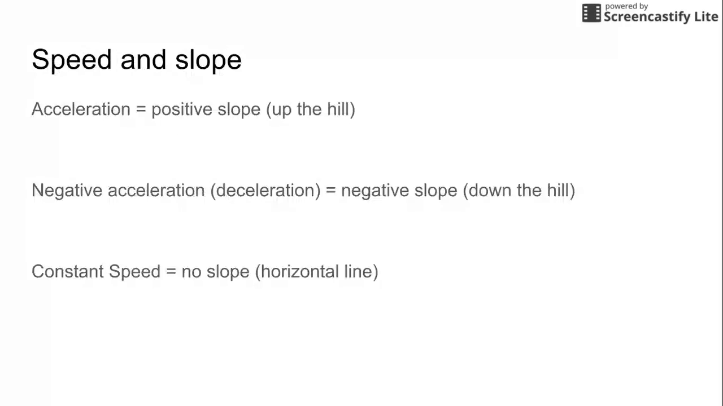So when we talk about speed and we talk about slope, if you see acceleration happening, this means we have a positive slope and we're going up the hill. And negative acceleration or deceleration would be a negative slope, like going down the hill. And anytime on a graph that you see a constant speed, which means that the speed actually isn't changing, you'll notice that there's no slope, or a horizontal line.